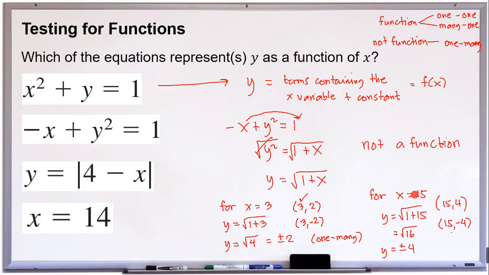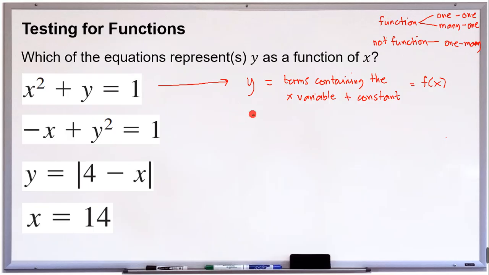Just like x equals 15. For a certain value of our x, we have two values for our y, which are 4 and -4. So we have a one to many relation. So this is indeed not a function. Now let's proceed to the third equation.